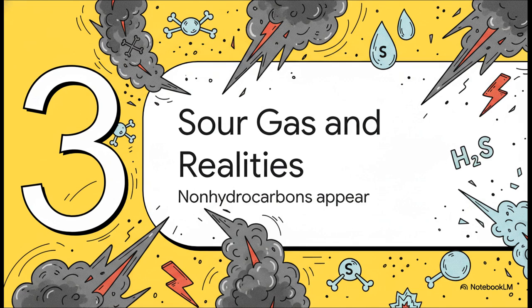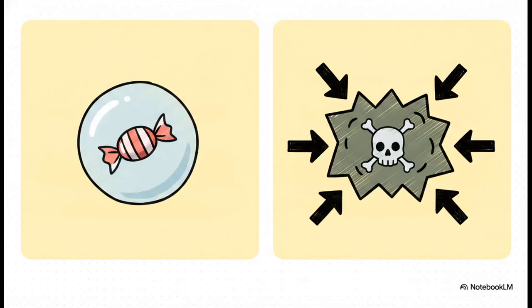Okay, Section 3, sour gas and realities. What happens when non-hydrocarbons crash the party? Because let's face it, nature is rarely pristine. What happens when our hydrocarbon mixture gets contaminated by aggressive non-hydrocarbons? In the industry, natural gas without acidic components is known as sweet gas. But if you introduce a high content of hydrogen sulfide or carbon dioxide, our gas turns sour. And while hydrogen sulfide famously smells like rotten eggs, down in the reservoir, it is deadly serious. Sour gas fundamentally alters the fluid's compressibility, which completely skews all those Z-factor calculations we were just talking about.